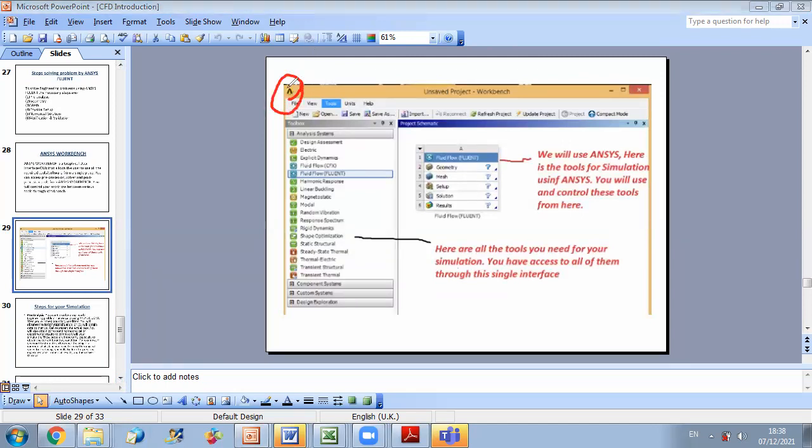Okay. Once you open ANSYS Workbench, you will have all of these options. We will work together with Fluid Flow, Fluent. So you select Fluent. When you select Fluent, this window will open, which is divided into the steps you need to go over. So first, you have the geometry, where you will create the geometry of your problem. Then you go to mesh to divide it into small control volumes.